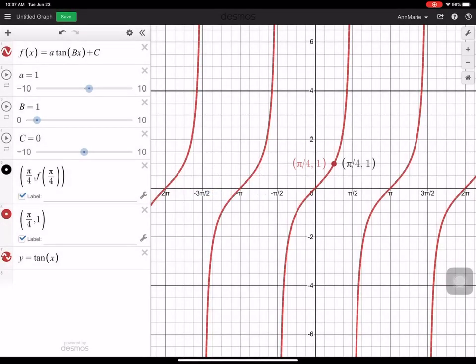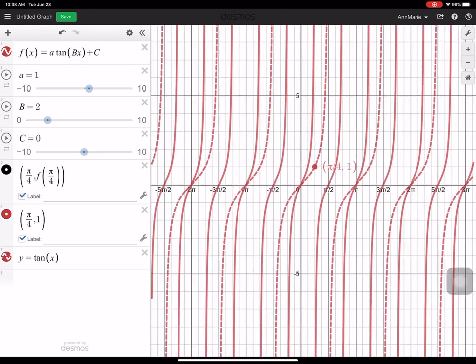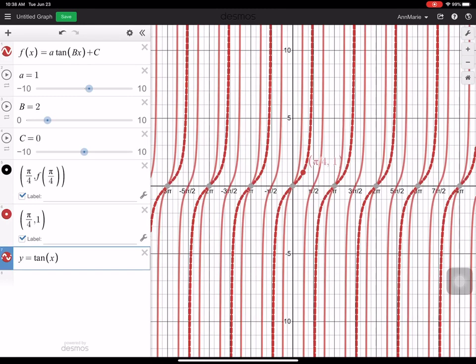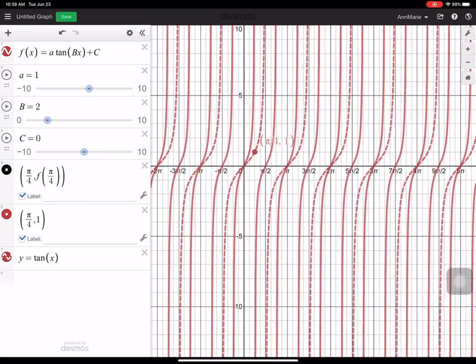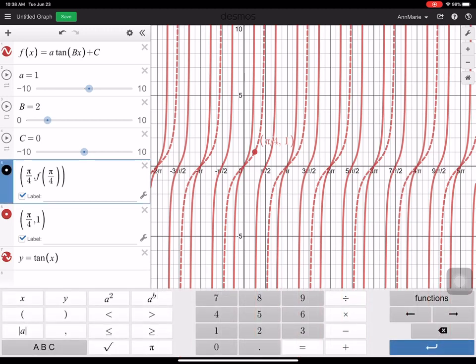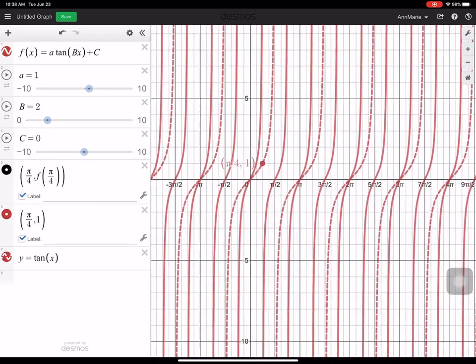If my internal multiplier is 2, what's that going to do? Well, let's see. So it's harder to see here. Let's go find that point. Where's my black point? My pi over 4. Well, it's the same place, right? No, it's not. Where is it? It's going to be at pi over 2, right? It should be.